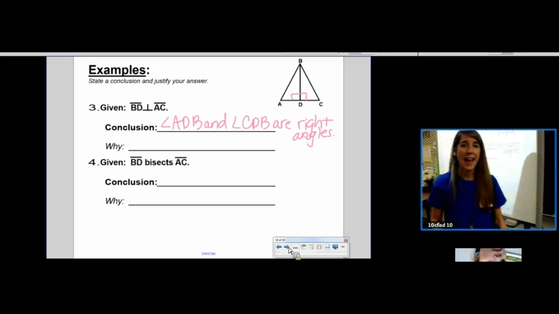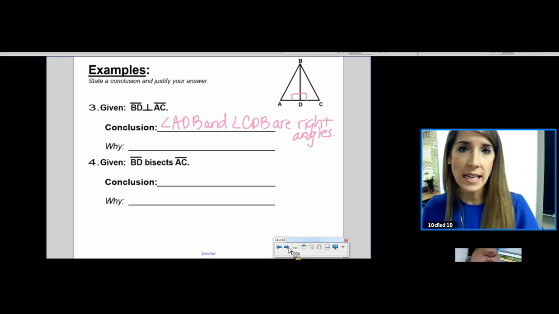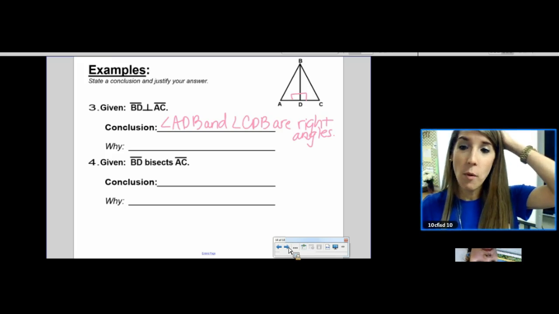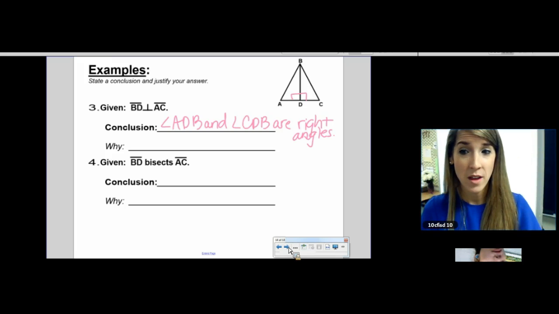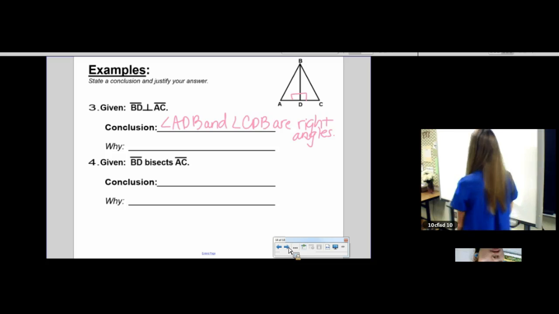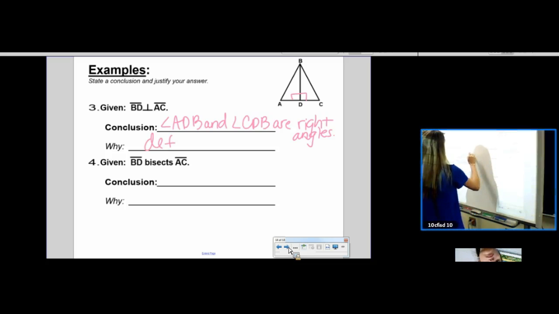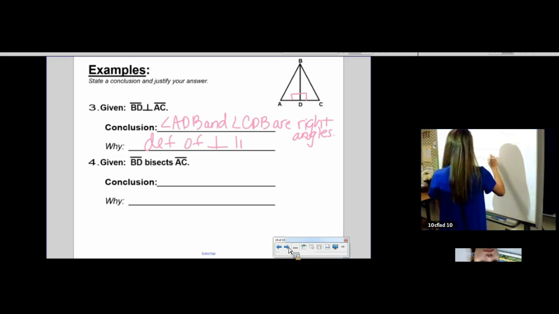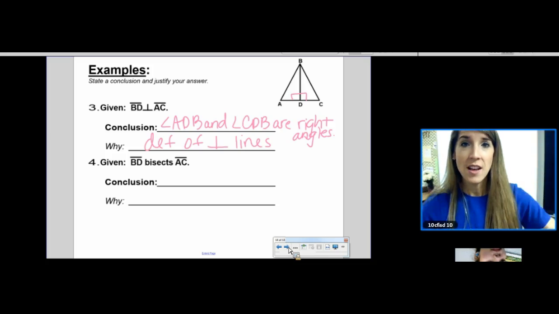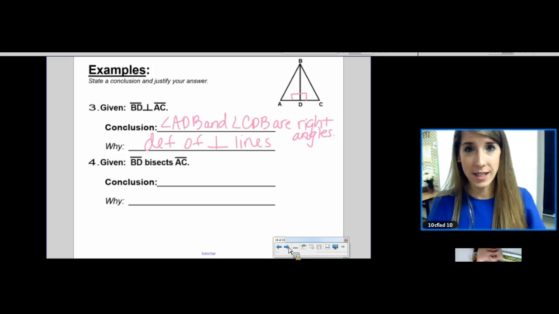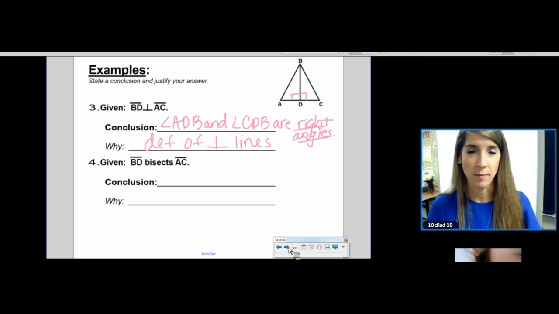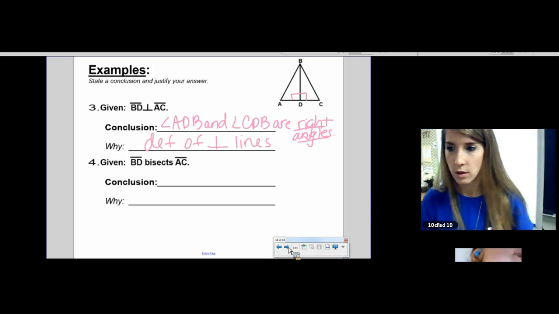Now you're probably wondering, could I have written as my conclusion that their measures are 90? Yes, you could, but I'd rather you say that they're right angles because of my why, which is the definition of perpendicular lines. If I was writing a proof, the next thing I would say is that they're congruent, and my reason would be the right angle congruence theorem. So I would want to use the words right angles, so later I could use the right angle congruence theorem. Hope that makes sense. Question?